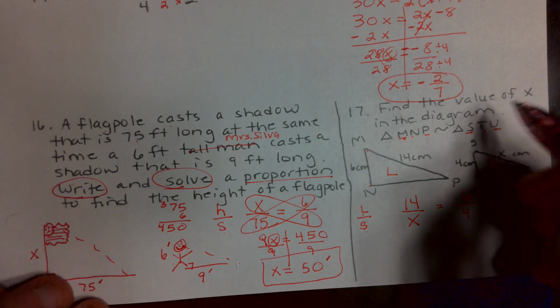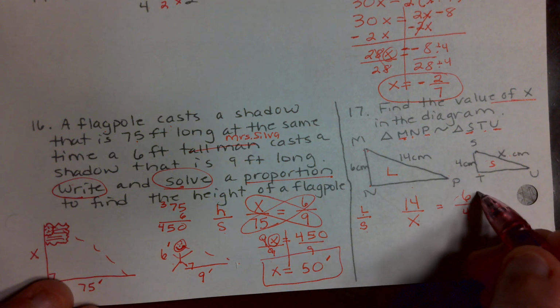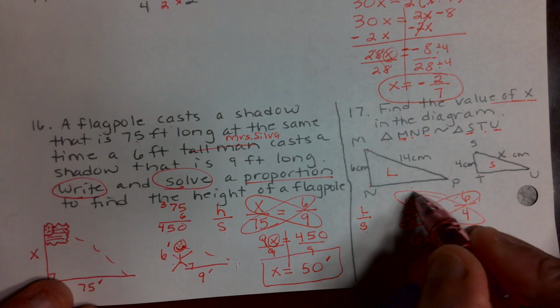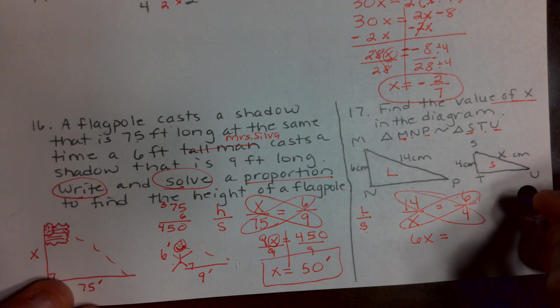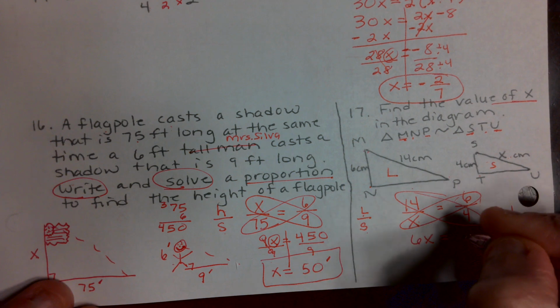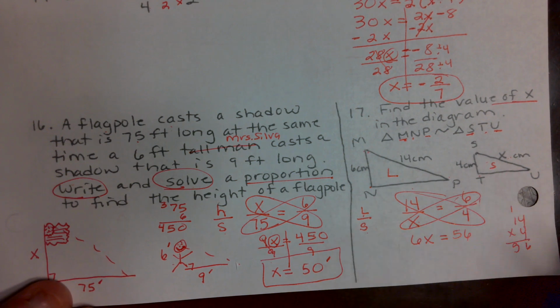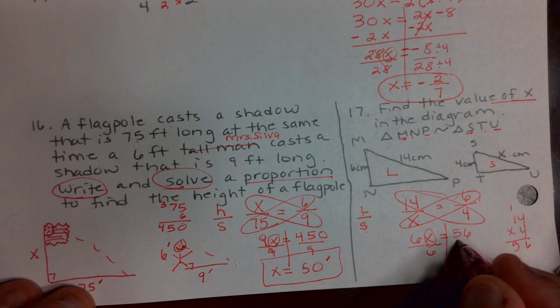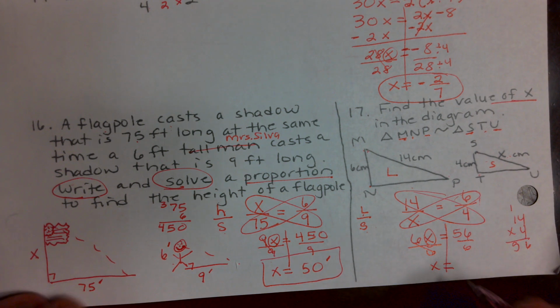We have to find the value of x, it says. So we need to do our cross products. So we have 6 times x equals 14 times 4. And that's 56. Last step, we're almost done. Circle the x, divide both sides by 6. And let's see what that comes out to.